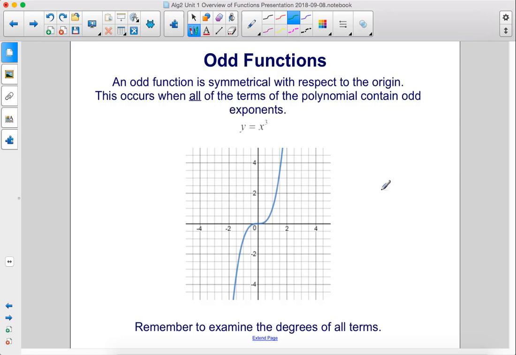An odd function is symmetrical with respect to the origin. This occurs when all of the terms of the polynomial contain odd exponents. For example, y equals x cubed. Remember to examine the degrees of all terms.